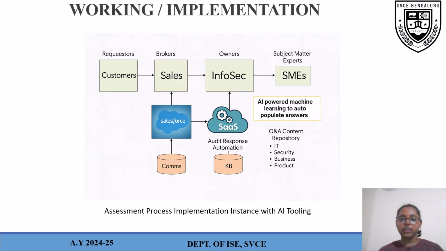Working or implementation. This is the workflow diagram. From the request, our customers' question passes to sales, that is the brokers, and from there it goes to information security, that is the owners, where they will give the answers to the required questions and perform all types of compliance checks, audits, and assessments, and the automation will be done there.